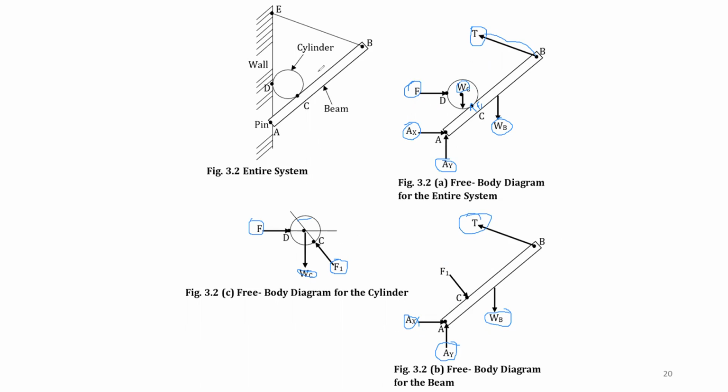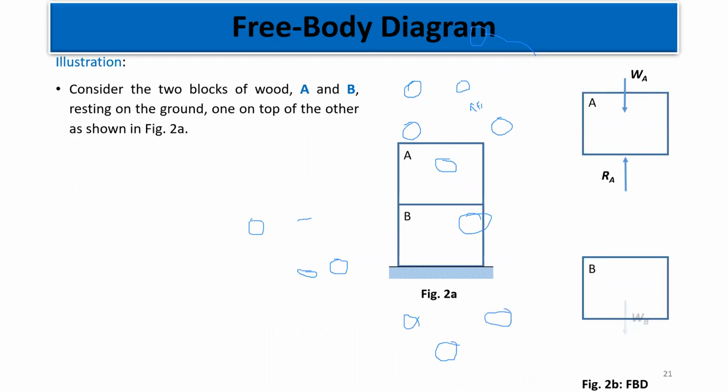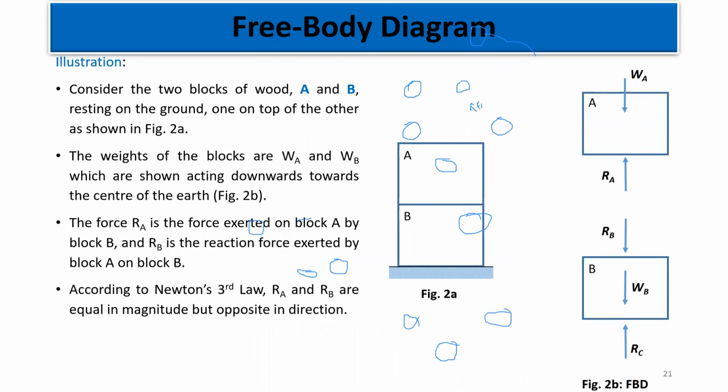You can first of all isolate the whole system. Whereas if you isolate the whole system, then F1 will not be seen. You see. So for us to see F1, you must break this entire system into two, one for the cylinder and then one for the beam, so that F1 now can be shown on the various bodies. So we'll quickly look at the third one, and then we'll call it a free body diagram.